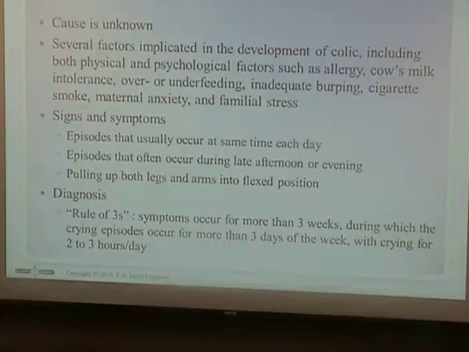The problem with colic is we don't know what it is. They cry all the time, and you can't do anything to make them feel better. I feel so bad for people whose babies have colic. We've never been able to find anything that really nails down what exactly it is. But it tends to happen around the same time of each day. And again, they pull their arms and legs up into a flexed position while they're crying. Like I said, the rule of threes: 3 or more hours a day, 3 or more days a week that they cry.